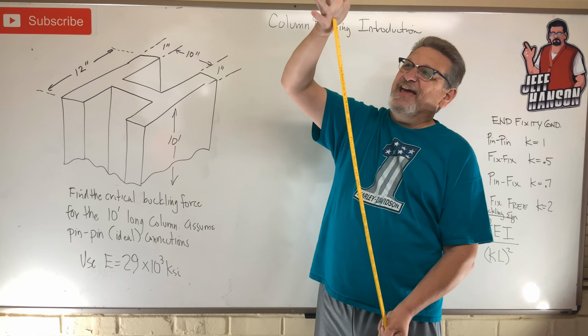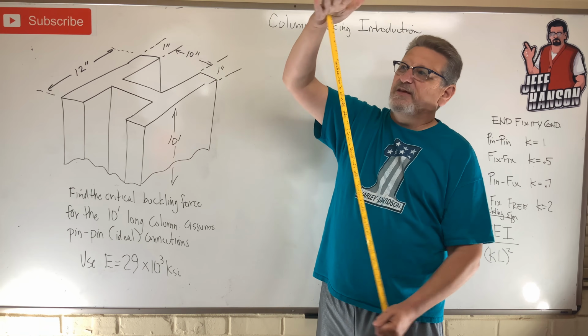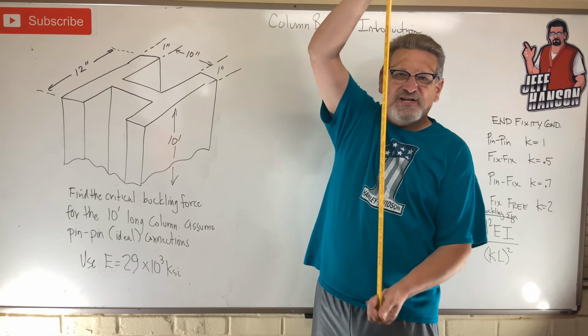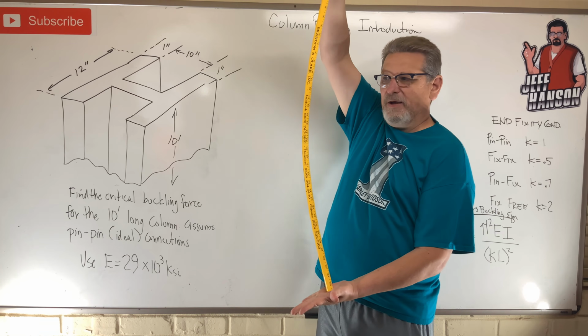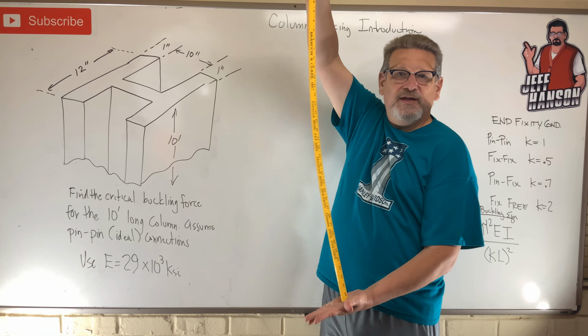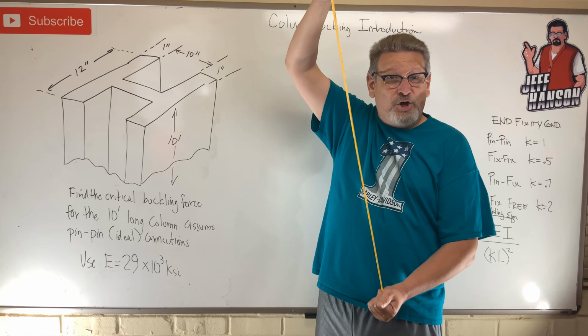Now imagine my hand up here is a pin connection. It allows this thing to rotate freely on my hand. So when I mash on that, I get this buckling. Can you see it? That's a long column buckle.